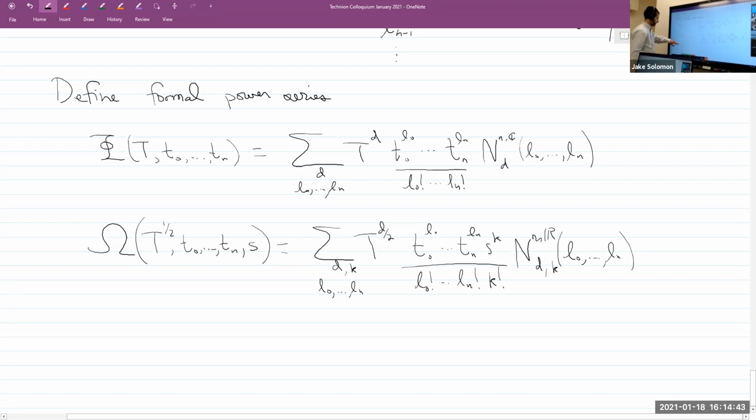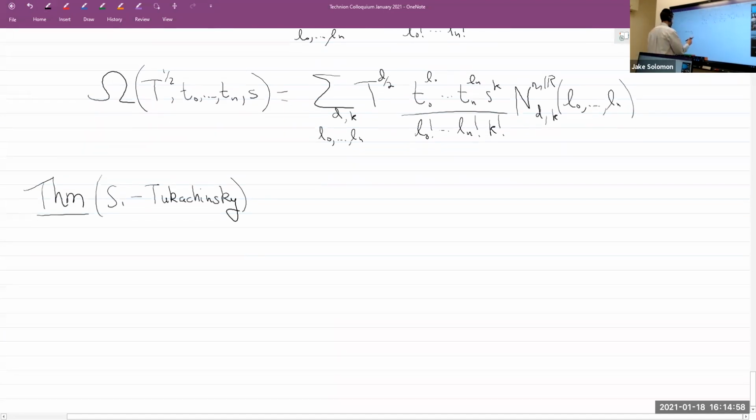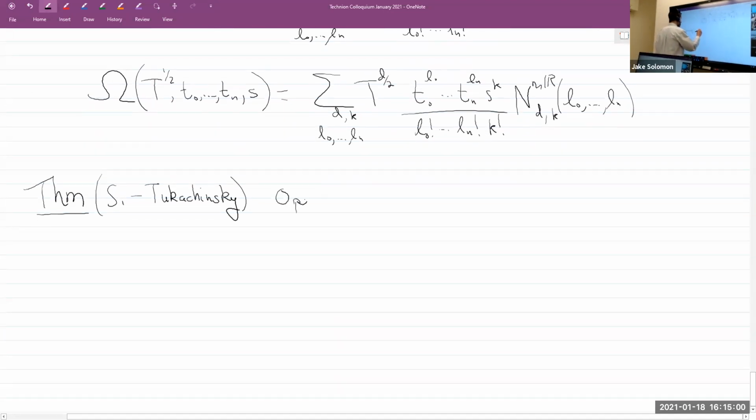And now I can state a theorem. Theorem, due to myself and Sara Tukachinsky. Well, this is the Open WDVV equations. It's around 2019.